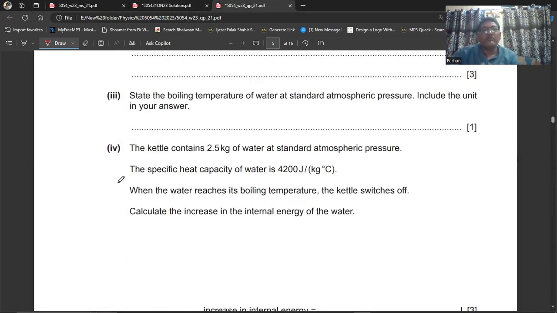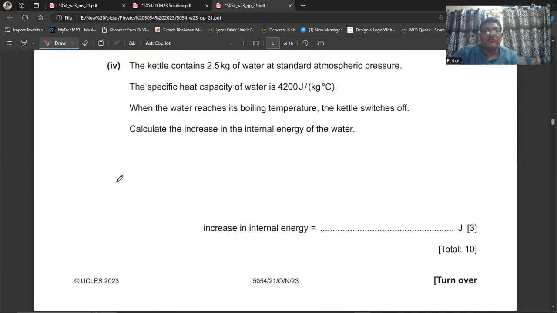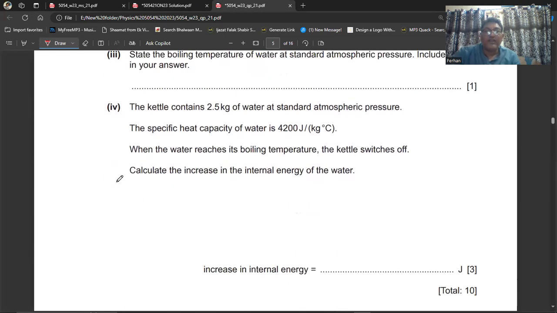Okay, the question number 3b, and its fourth part. The kettle contains 2.5 kg of the water. So the mass of the water is given. At standard atmospheric pressure, the specific heat capacity of the water is given. You see, this is 4200 joules per kg per degree centigrade, and the specific heat, small c, is given here. When the water reaches its boiling temperature, the kettle switches off. Calculate the increase in the internal energy of the water.